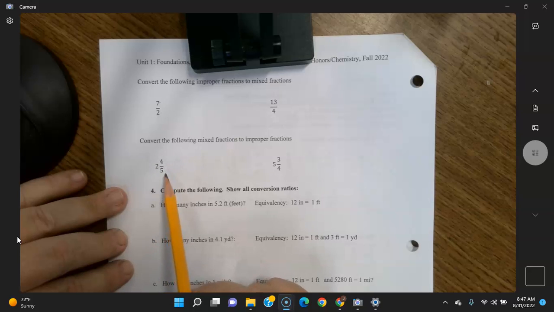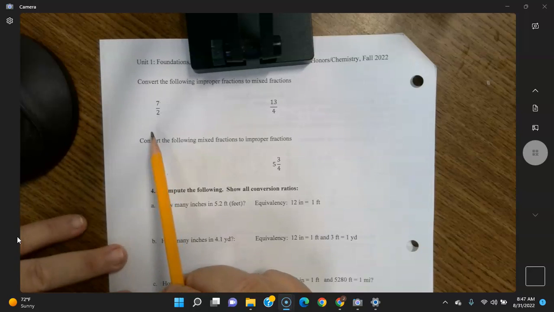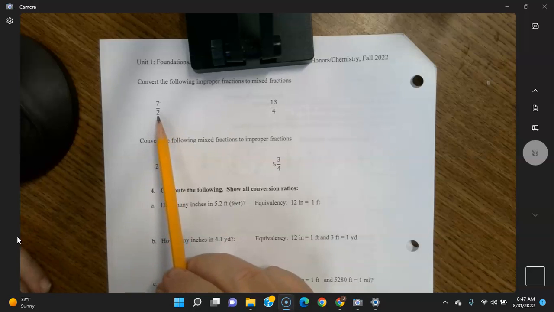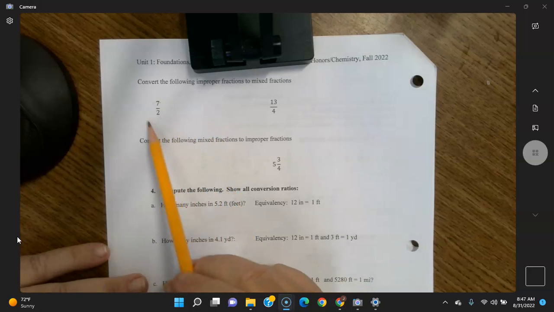You would only switch an answer to a mixed fraction if it's your final answer and you're totally done with the problem. That's why I'm okay with you leaving it like this, because oftentimes when you come up with a fraction, you're going to need to do further math on it, in which case you're going to have it in this form. Okay.